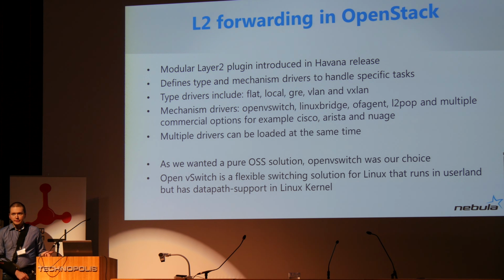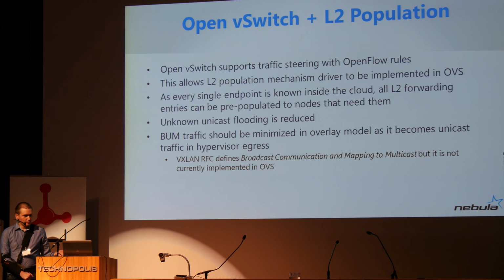But in our case, we wanted a pure open source solution, so we chose Open vSwitch as our driver. Open vSwitch is a flexible switching solution for Linux that actually runs in userland but has some data path support in the Linux kernel. And we also went with the L2 population driver, which we'll discuss next. So Open vSwitch plus L2 population. Open vSwitch supports this traffic steering with OpenFlow rules, and this allows us to run this L2 population driver with OVS.